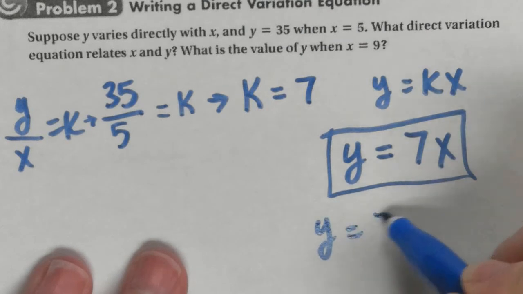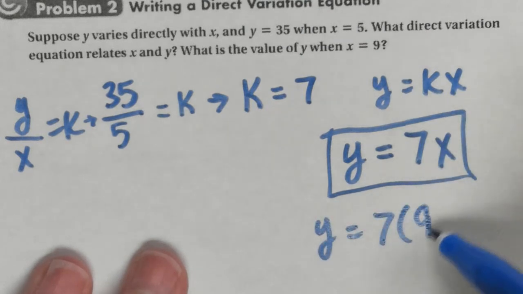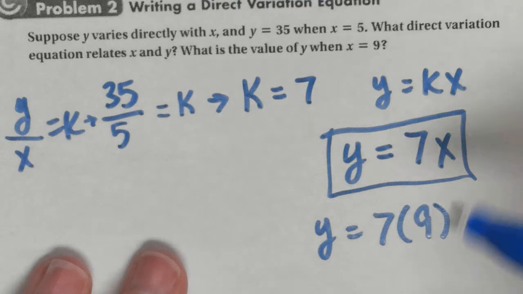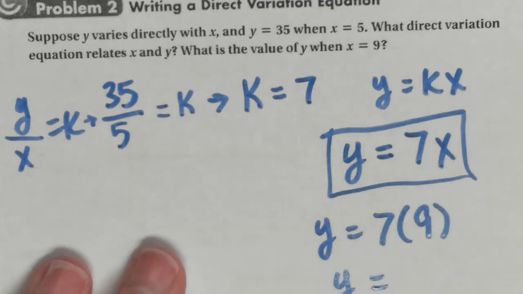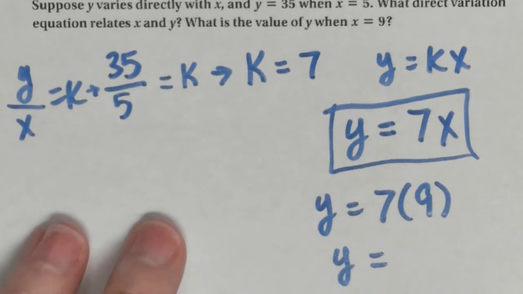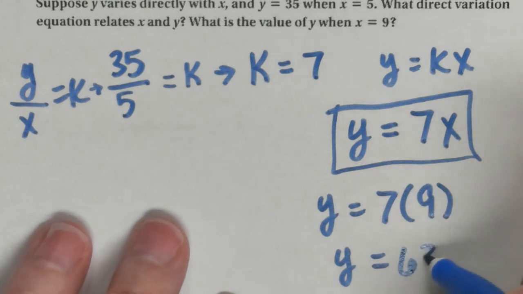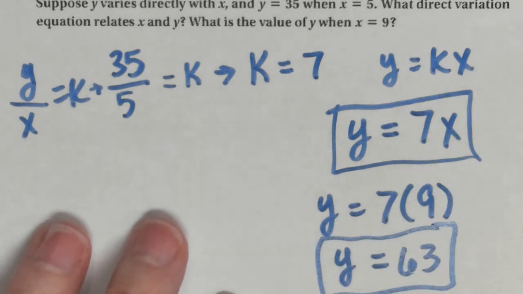Then it says, what's the value of y when x is 9? So y equals 7 and x is 9, so 7 times 9. So what does y equal? What's 7 times 9? 63. So this is the second part of your answer.